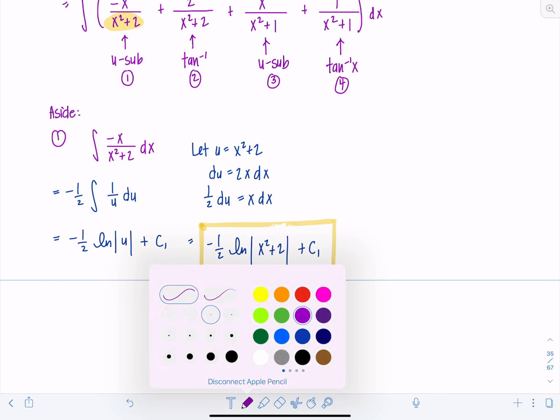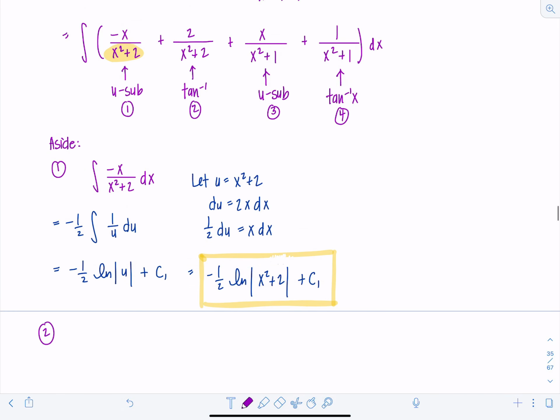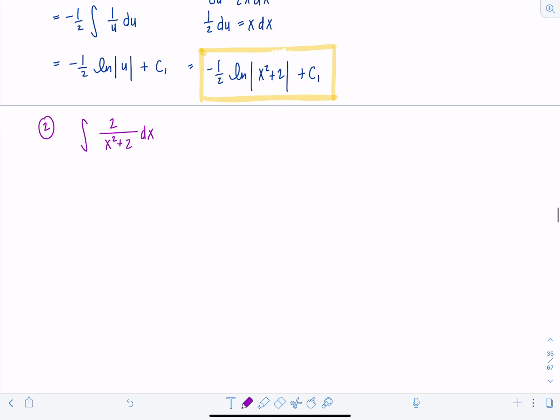Okay, time for integral number 2. We have the integral of 2 over x squared plus 2 dx. Now this is one you just need to put to memory, all right? Anytime you have x squared plus a squared in the denominator, it's going to involve tan inverse. In this case, a is equal to root 2. And then this coefficient of 2 is just going to come along for the ride.